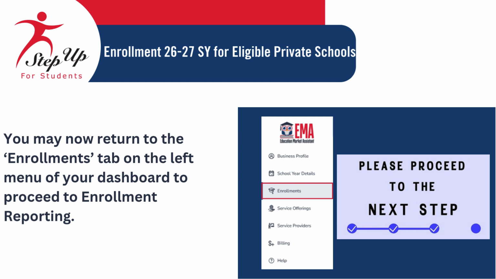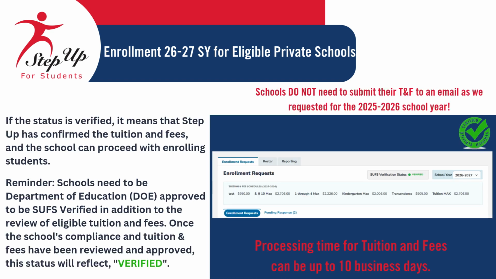After school year details are complete, return to the Enrollments tab on the left side of the dashboard to begin enrollment reporting. Your school must show as verified before you can enroll students. Verified means StepUp has reviewed and approved your school's eligible tuition and fees, and your school also meets the required DOE approval. Schools do not need to email tuition and fee submissions for 2026 to 2027. Processing time may take up to 10 business days.